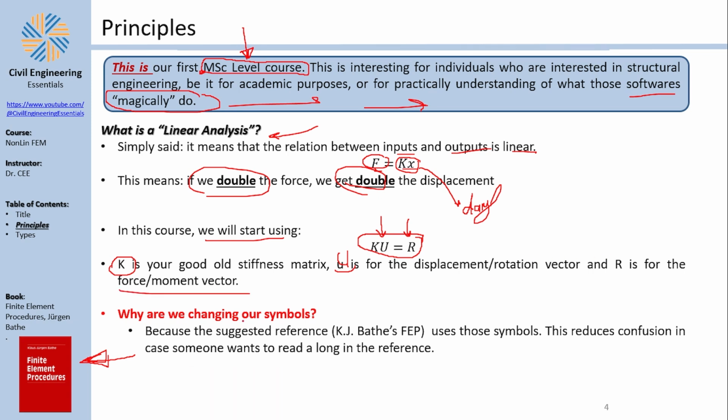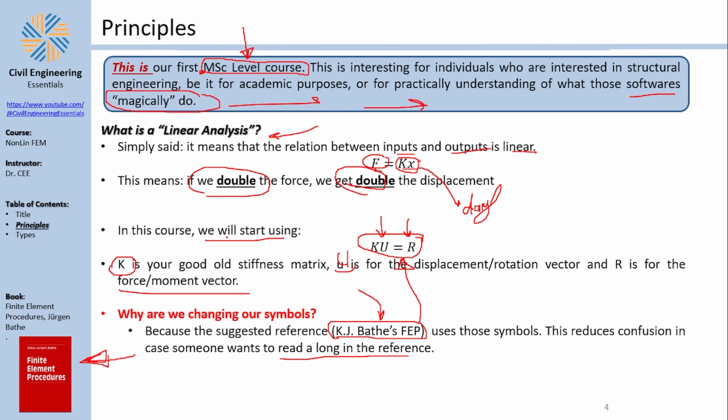Fantastic. Why are we changing the symbols? Because Klaus-Jürgen Bathe's Finite Element Procedures uses those symbols, and we want to keep the same thing with him. Because you might want to read the reference, and if I use F equals Kx, and then you bump into R equals Ku, you will be confused. So I'm going to unify my symbols with the symbols of my main reference. I think this makes sense, so I'm warranted to do that.